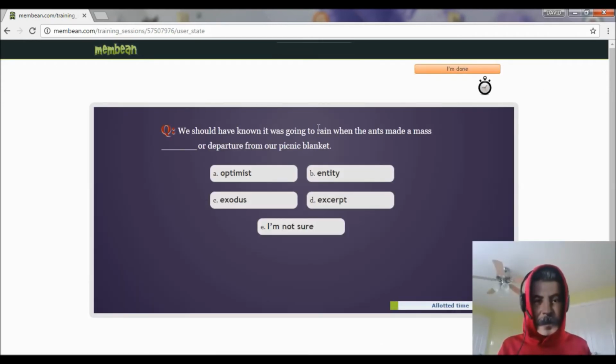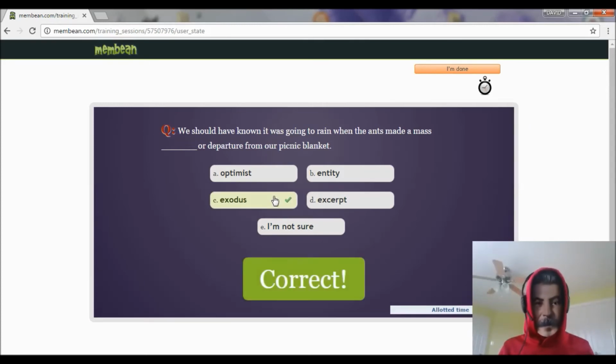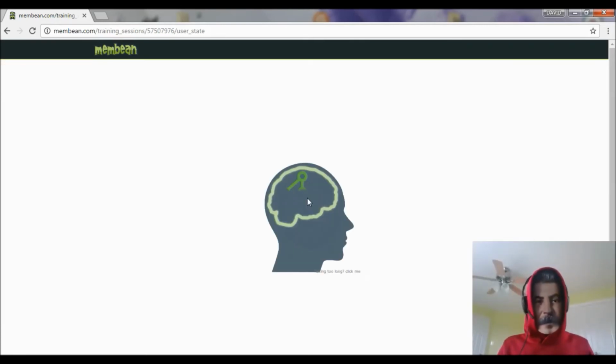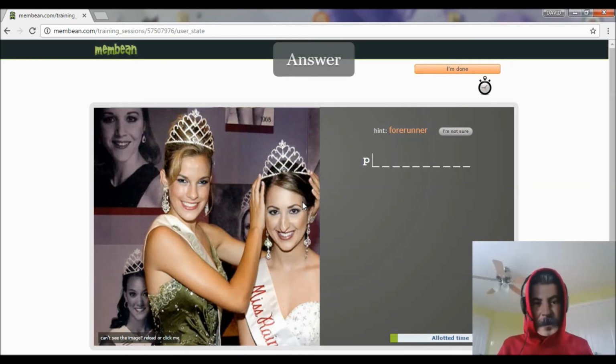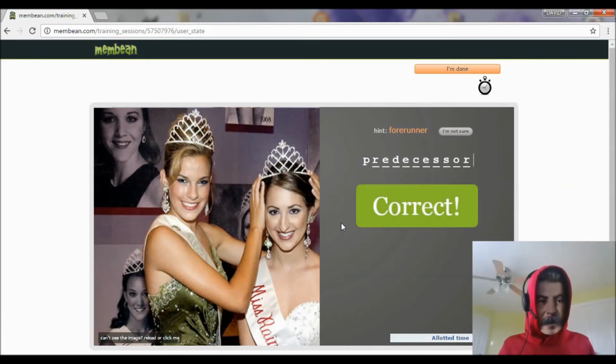We should have known it was going to rain when the ants made a mass blank departure from our picnic basket. Exodus. Hint: forerunner. I think the answer is predecessor.